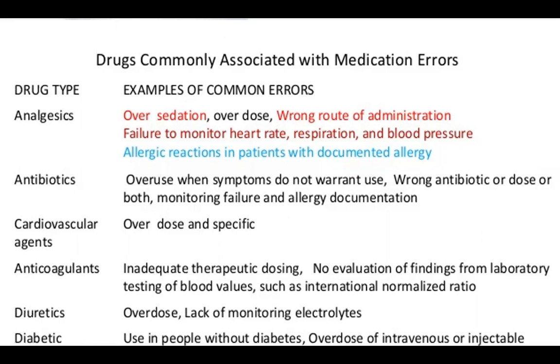Then for cardiovascular agents, overdoses can sometimes happen. Anticoagulants can cause errors, such as inadequate therapeutic dosing. Then with diuretics, overdose and lack of monitoring of electrolytes can cause problems. When there's an overdose, the patient passes a lot of urine, so there can be a chance of electrolyte loss.